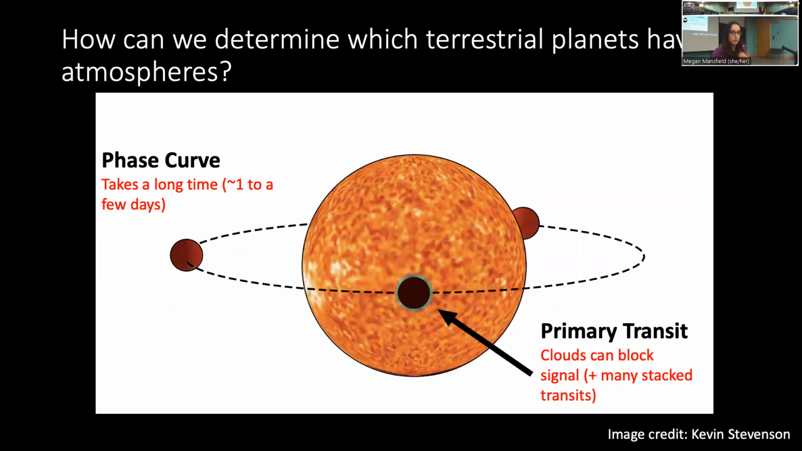So that is definitely one way to look for atmospheres. But again, the problem with that is that phase curves take a long time to observe. They can take of order one to a few days to watch a planet go all the way around the star. So again, when we're talking about using a precious resource like JWST, we want to know, is there a way we can do this better and quicker?